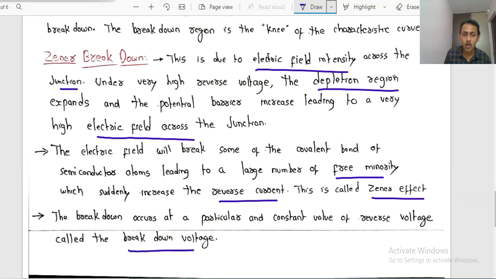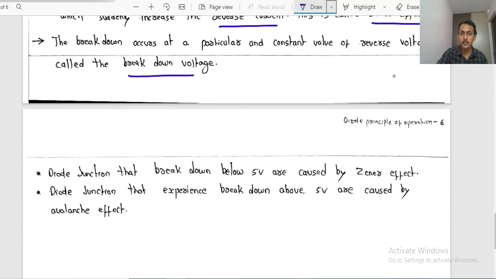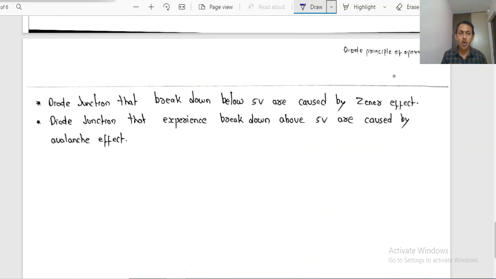That is called the breakdown voltage. The voltage value at which the breakdown occurs is to be called the breakdown voltage. Now if there is a diode junction in which a breakdown occurs below 5 volts, those are caused by the Zener effect. If the diode is experiencing a breakdown above 5 volts, those are caused by the avalanche effect.